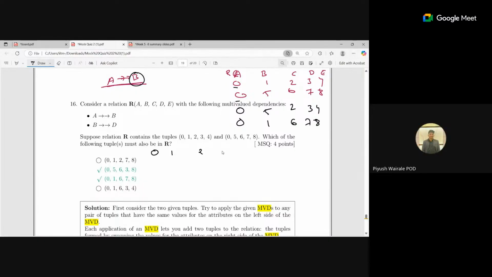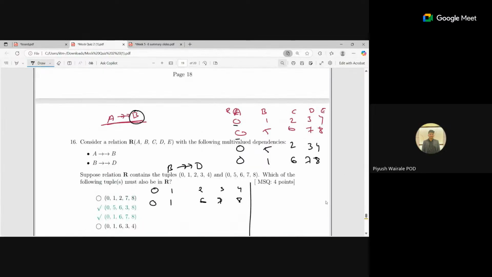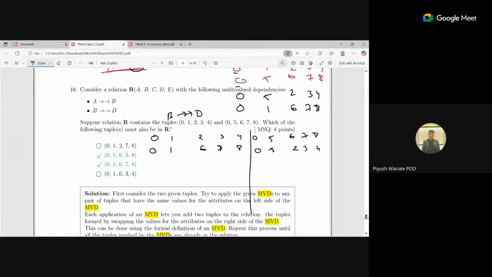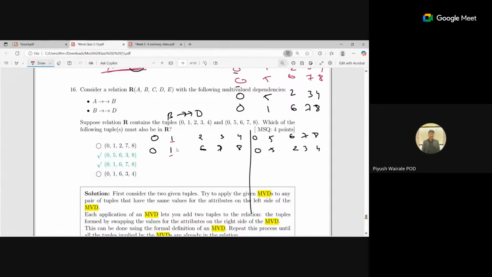Okay, great. So here 0, 1, 2, 3, 4 and here again 0, 1, 6, 7, 8. Here we are keeping B the same, B multi-determine D. Then in the next scenario, I will keep 5 the same. So 0, 5, 6, 7, 8 and 0, 5, 2, 3, 4. The left-hand value must be the same here. So B is the same and D is what we need to interchange. So A, B, C, D: here 3 will become 7, 7 will become 3. So 0, 1, 2, 7, 4 and 0, 1, 6, 3, 8.